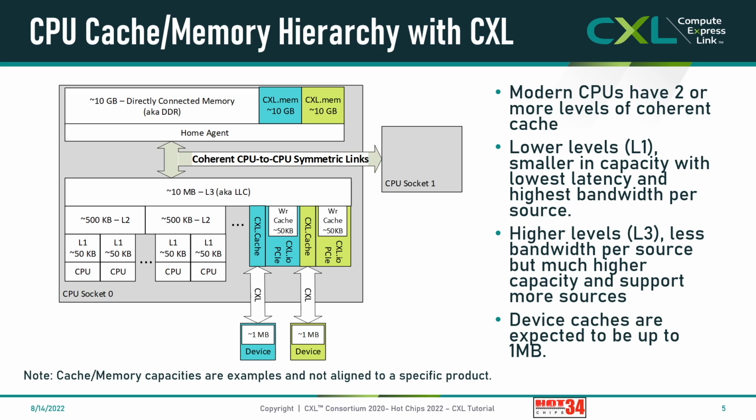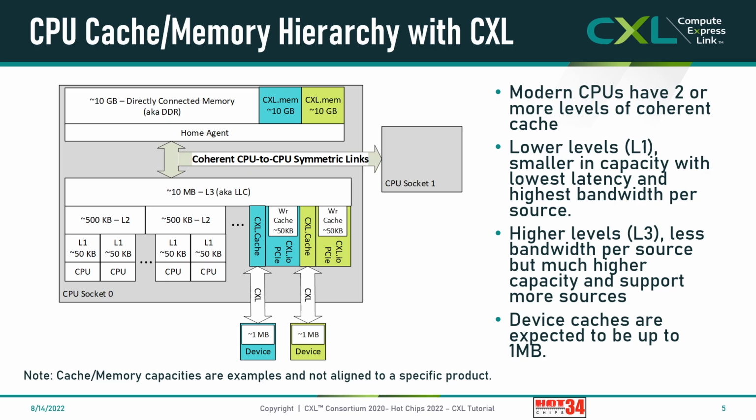So looking at a modern CPU cache hierarchy, how does CXL caching fit into that hierarchy? Showing an example on the left here. Most modern CPUs have multiple levels of caches. We have an L1 cache that may have the smaller capacity, but does have the lowest latency and highest bandwidth per source. Higher level caches have less bandwidth per source, but have much higher capacity and support multiple sources.